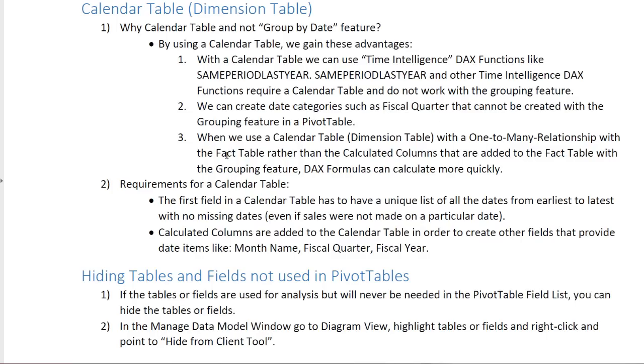And then also number 3, for big data, anytime you have dimension tables or lookup tables and fact tables, the actual columnar database and DAX formulas work most efficiently. Now, a few requirements for our calendar table. The first column in the calendar table has to have a unique list of all the dates from earliest to latest with no missing dates. And then, of course, we'll create our calculated columns, and we'll calculate month name, fiscal quarter, and fiscal year.